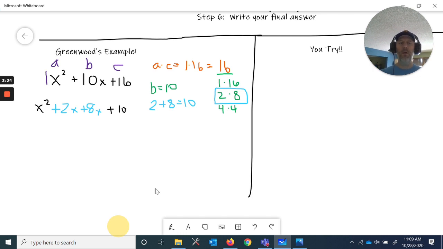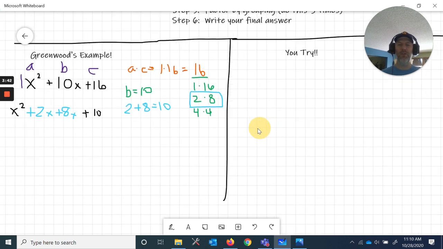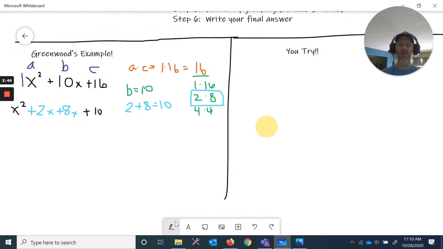So there are my split middle terms here. And so I've used this 2x and 8x. Remember to put the x on them because we are taking 10x and splitting into two pieces. All right. So now I'm going to give you a chance to pause the video. You try one to get through the first 4 steps of splitting the middle term. And so here's the example I'll have you try.